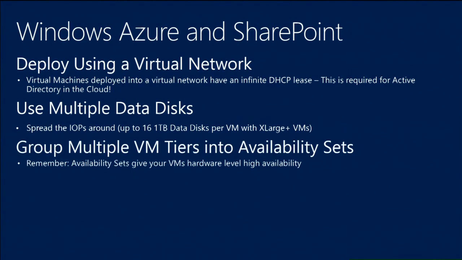And whenever you're deploying SharePoint, think tiers: web tier, app tier, data tier, etc., and group each of those tiers into availability sets. Remember, it's just a label. You put a label on and you get all this magic high availability that Windows Azure does, and all you did was come up with a label for all your VMs in the tier.